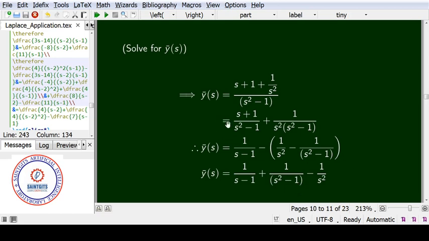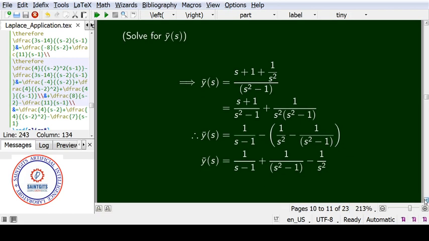Actually we try to simplify this expression into simple proper fractions. Then only we can apply L inverse in an easy way. Now we have y bar of s equal to 1 by s minus 1 plus 1 by s square minus 1 minus 1 by s square. Now we can calculate L inverse without much difficulty. The last step, that is step 3, apply L inverse on both sides.